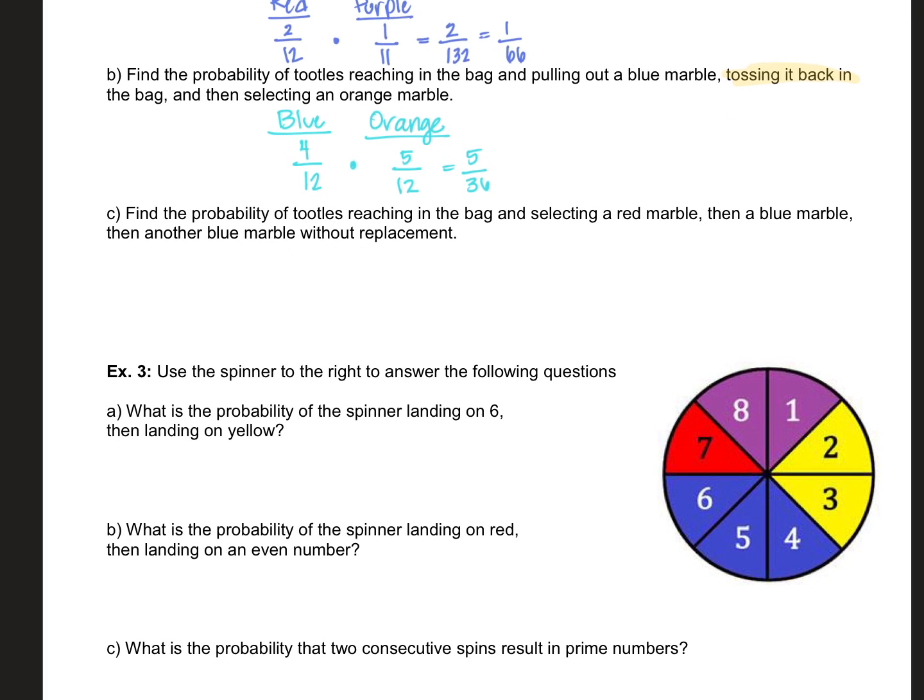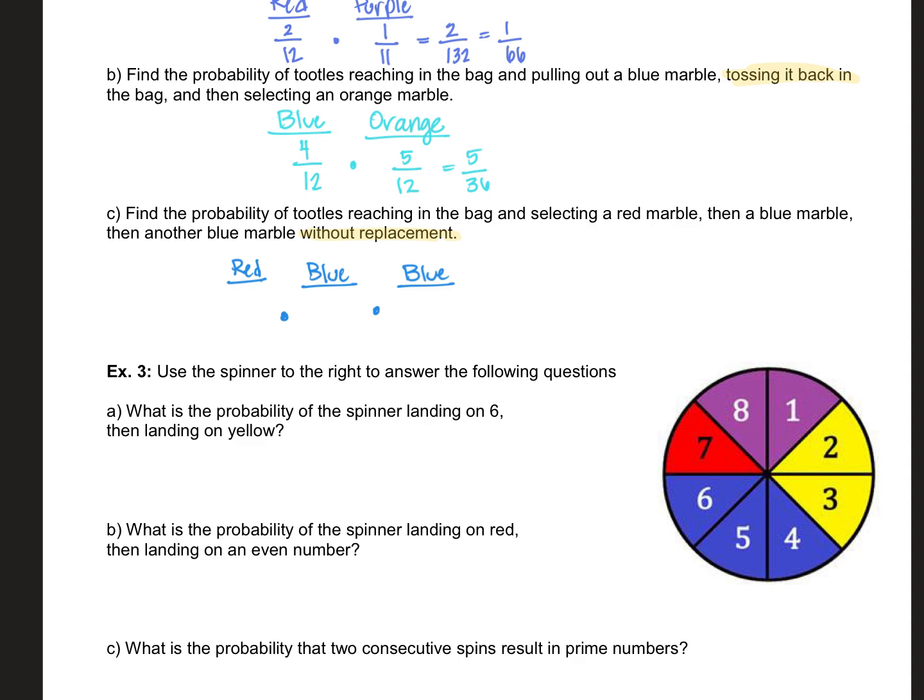Okay, C, find the probability of reaching in the bag and selecting a red marble, then a blue marble, then another blue marble without replacement. Again, I'm going to go through the same exact setup. First marble I draw is red. Second marble I draw is blue. Then the third marble that I draw is also a blue. So there's my setup here, and I already know that since this is 2 or more events that are compound, they're all going to be multiplied together.